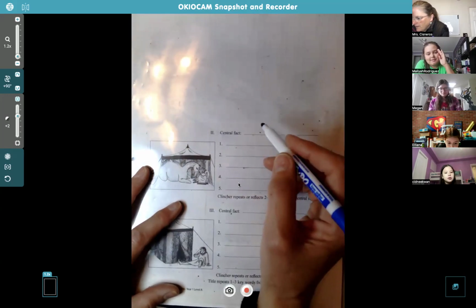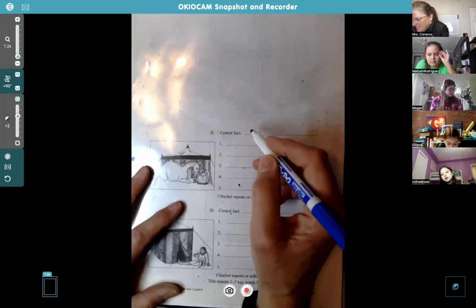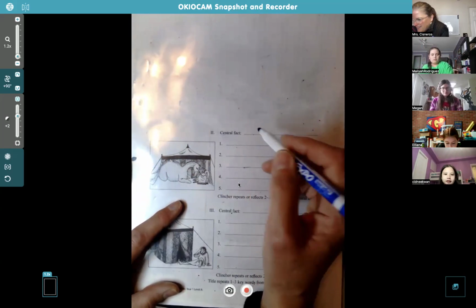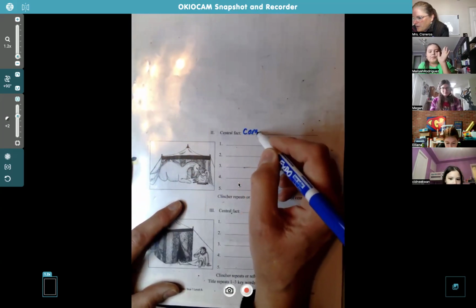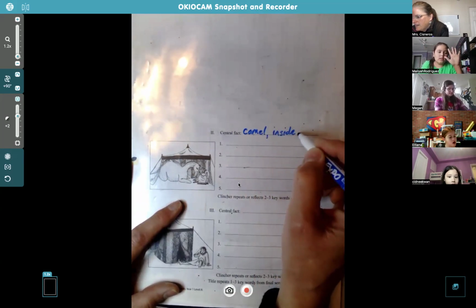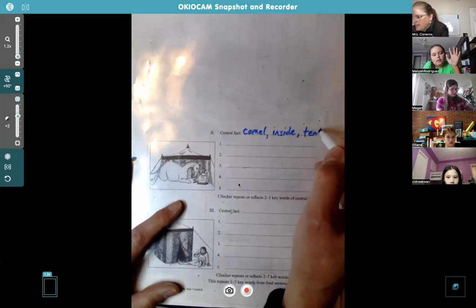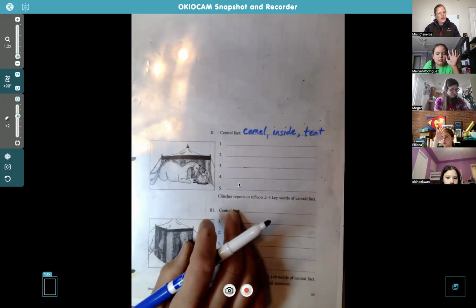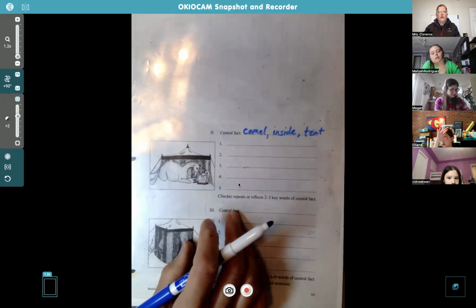The camel pushes himself in the tent. Okay, so camel, maybe I'll just put camel inside tent. That's literally what's happening in the picture. Now, you guys might already have a name for your camel. You can use that name here if you want.